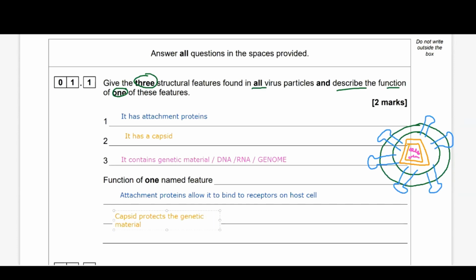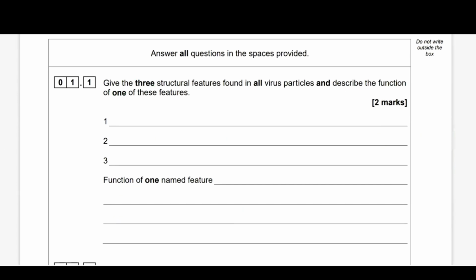Anyway, let's look at the function of the capsid. Well, it's there to protect the genetic material, or you could say protect DNA, RNA, or the genome. Now, what's the genetic material for? I'm writing that in pink, purple, whatever. Well, it codes for proteins, specifically viral proteins. DNA and RNA always code for proteins, but in a virus, it's going to be viral proteins.